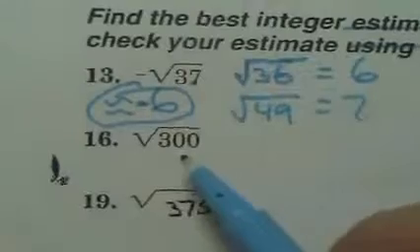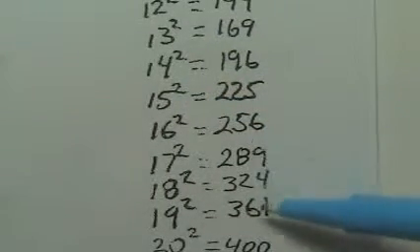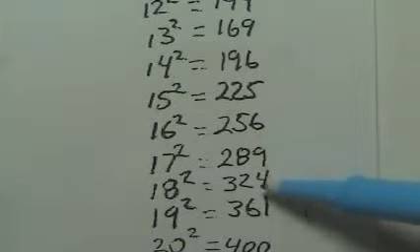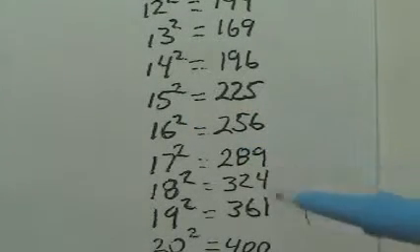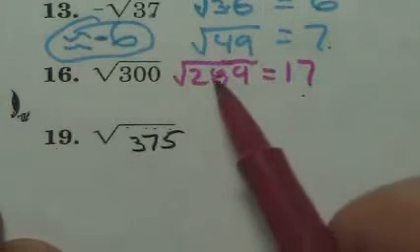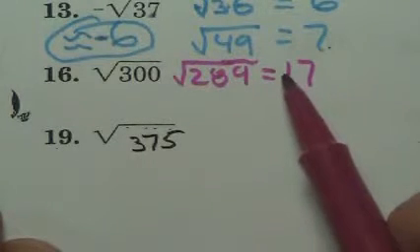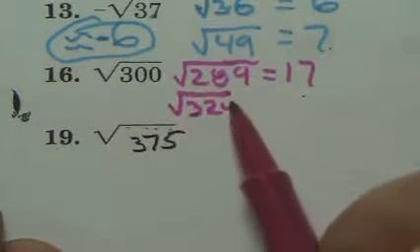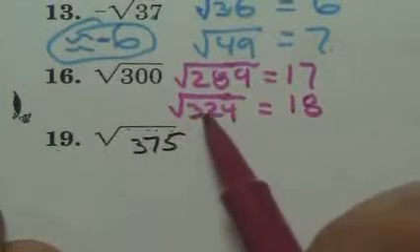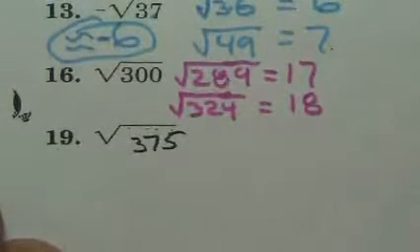Next one, square root 300. We're going to have to find our little chart here, to use our chart to help us. Square root 300. Excuse me, so 300, where is that at? It's between 289 and 324. So square root 289 is 17, and square root 324 is 18. This is 18 times 18, this is 17 times 17.